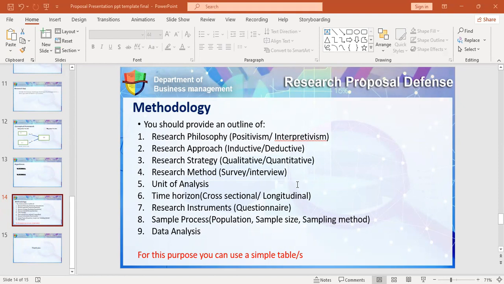Again, if I explain further, normally we use the inductive approach to develop theories from observations. And in the deductive approach, we test those theories using observations. So that's the difference. Okay.